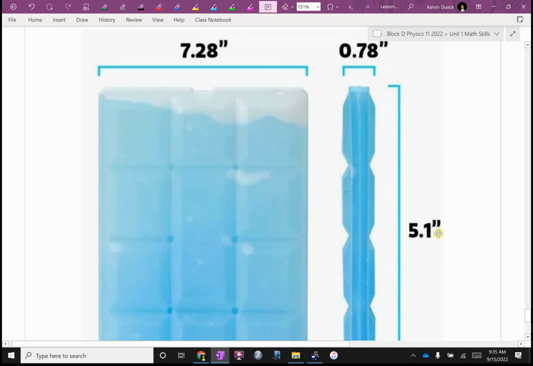Why is this impossible? I took this from an actual label of a product online. What's wrong with this? Tony, you just spotted it. The thing is shorter than the book. How can 7.28 inches be shorter than 5.1? You guys have screwed up. I don't know what you're doing, but don't buy from this company.